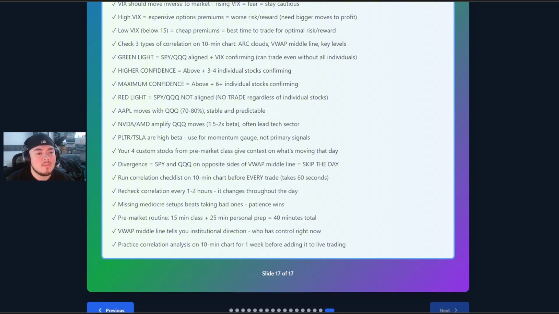Run the correlation checklist on the 10-minute chart every trade. Take 60 seconds. If everything is correlating, then it's a high probable setup. If everything's not correlating, it's not a high probable setup, and you will have to be very cautious if you're going to take the trade. Recheck every 1 to 2 hours. It changes throughout the day, and if you see exhaustion and correlation start to change, where the upside starts to flatten out and then everything starts pushing down and still correlating down, you can catch very nice reversal setups. All you care about is if things are correlating, right?